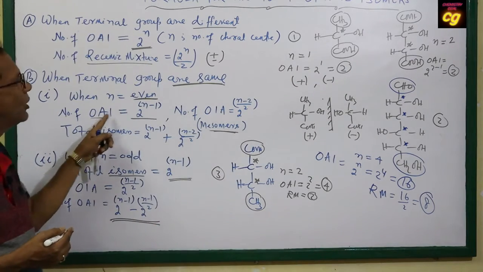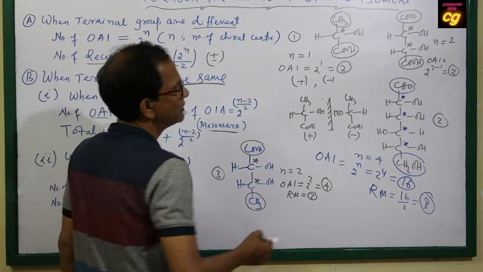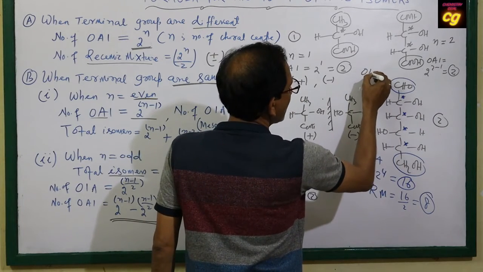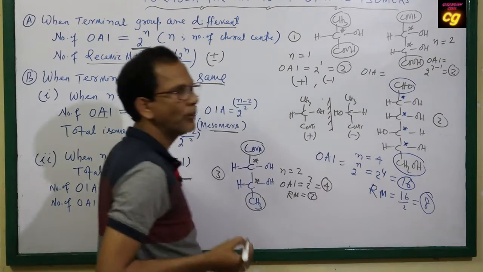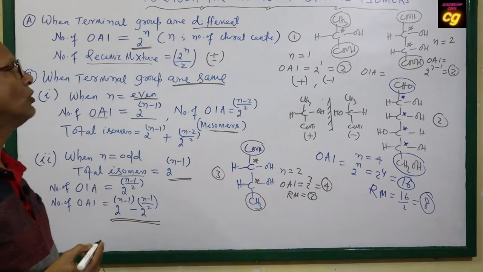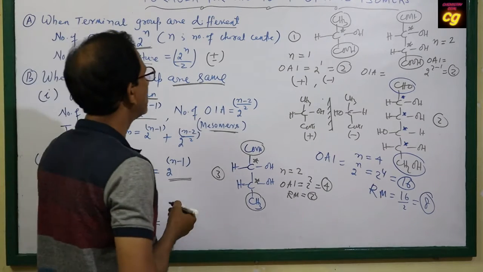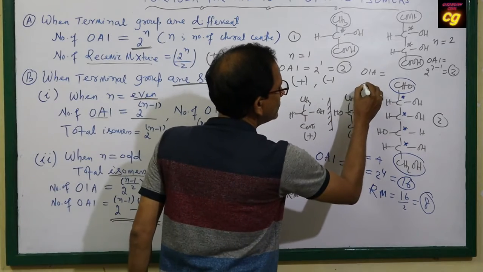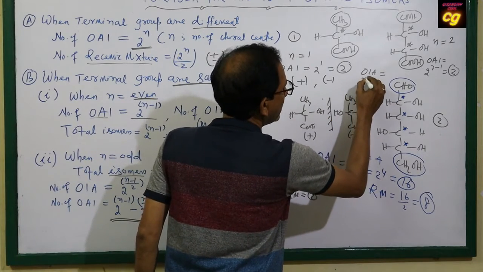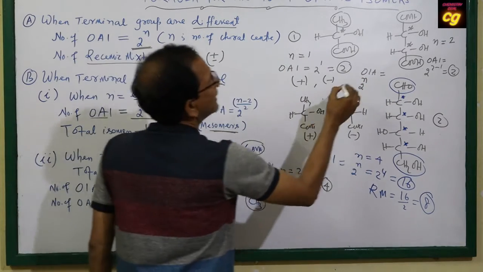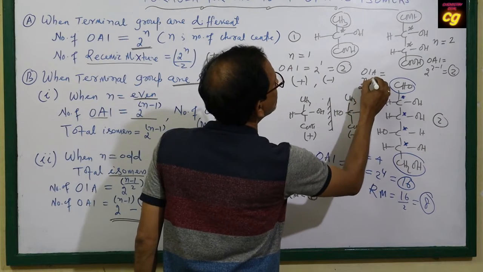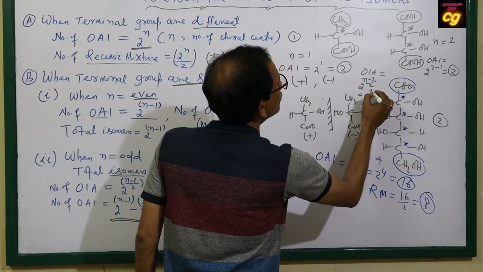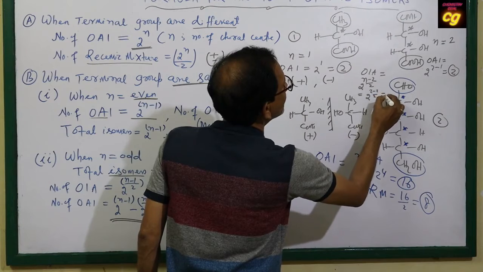How many optically inactive isomers? The formula for OIA, the number of optically inactive isomers, will be 2^((n-2)/2), that is 2^((2-2)/2), which is 2^0, that is 1.